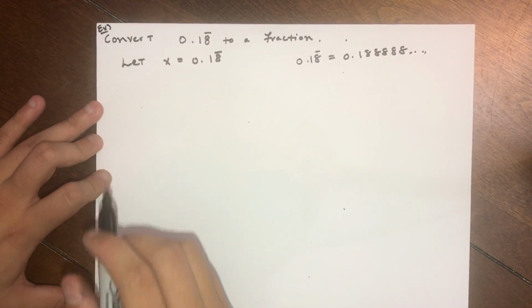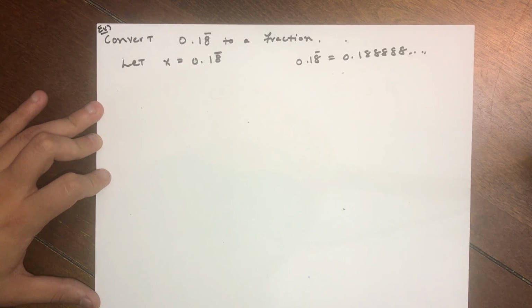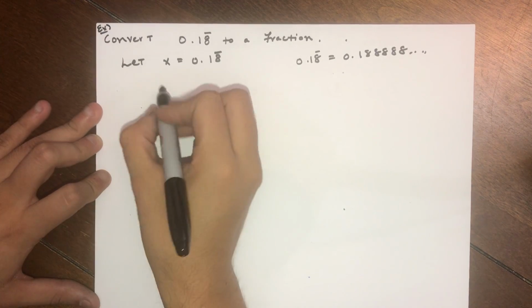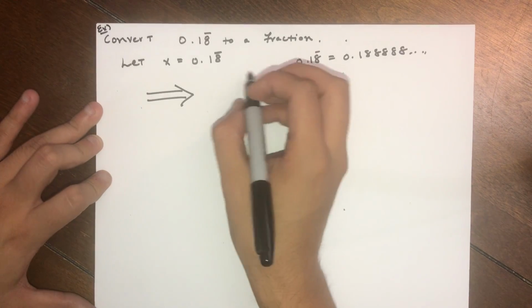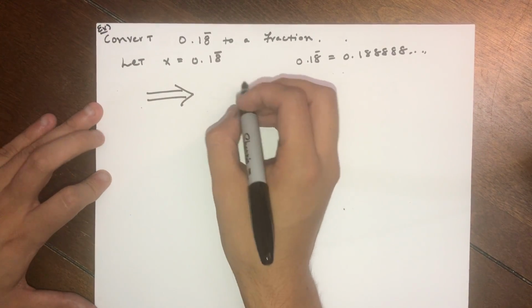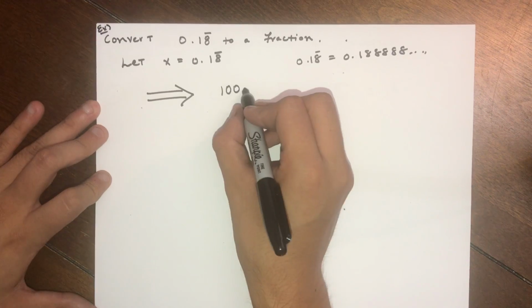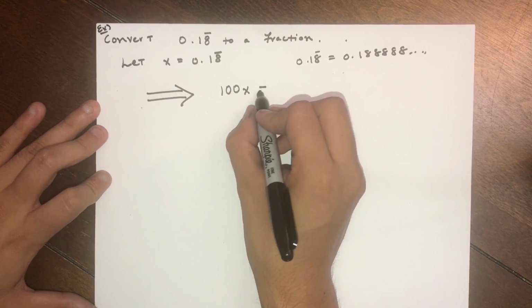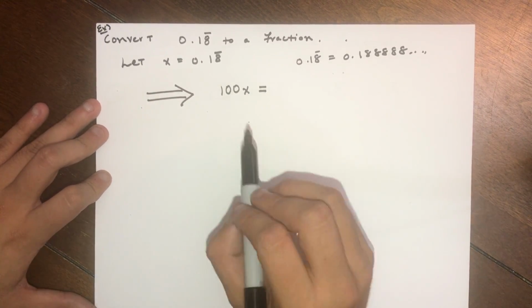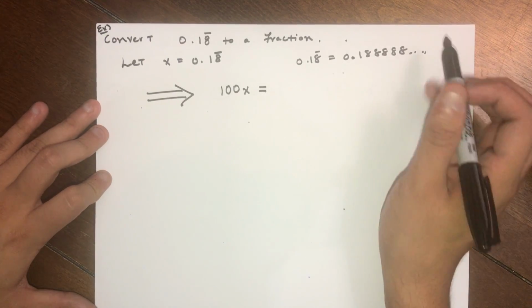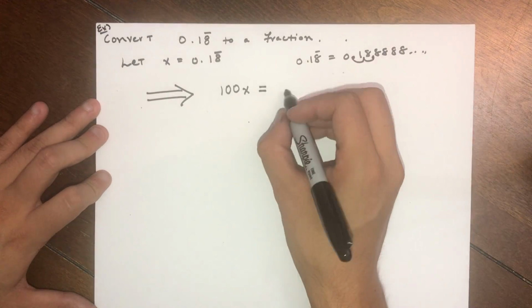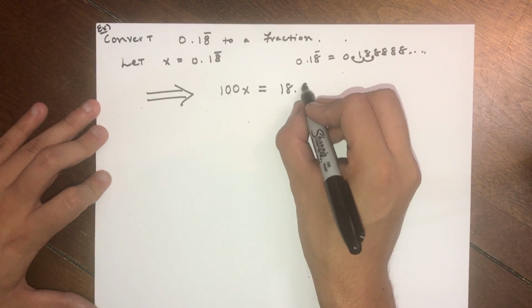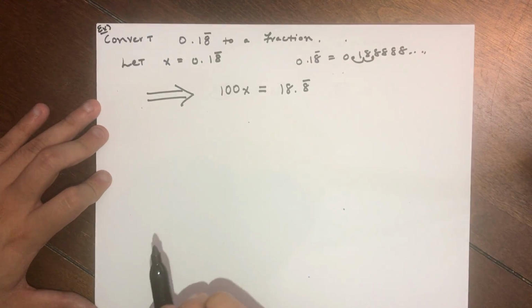Now the first step here is actually a combination of the previous two examples. Not only do we have to multiply by one number, we've got to generate two equations. But they're pretty easy to generate, which is a good thing. The first one we're going to generate is we multiply both sides by 100. So we get 100x equals, well, what's 100 times 0.18 repeating? What do you do with the decimal when you multiply by 100? You just move it twice to the right. So here we get 18.8 repeating. These 8s will keep going on forever.